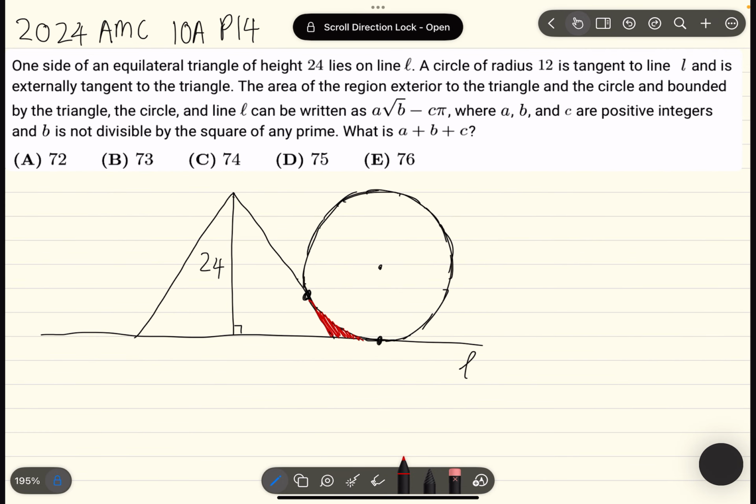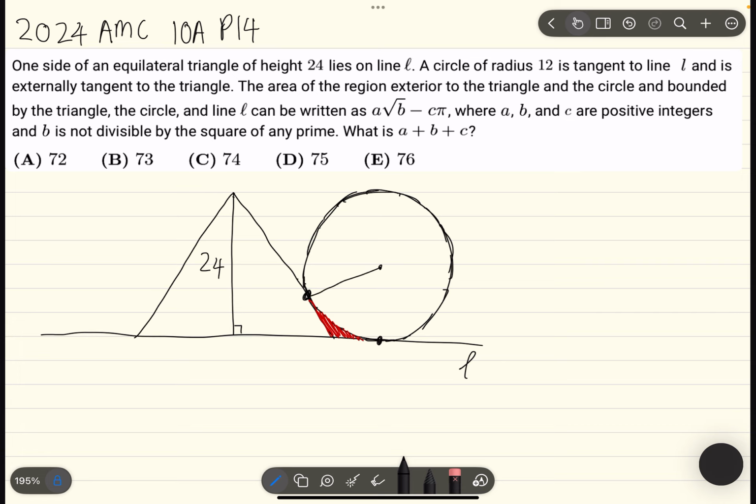And how do we do this? Well, this is an area where there's no formula, right? Because there's a curve and there's two lines. It's not a triangle or a circle or a sector or anything. So what you want to do is maybe find areas for something bigger and then subtract it from something else and get this remaining piece. So what does that look like?